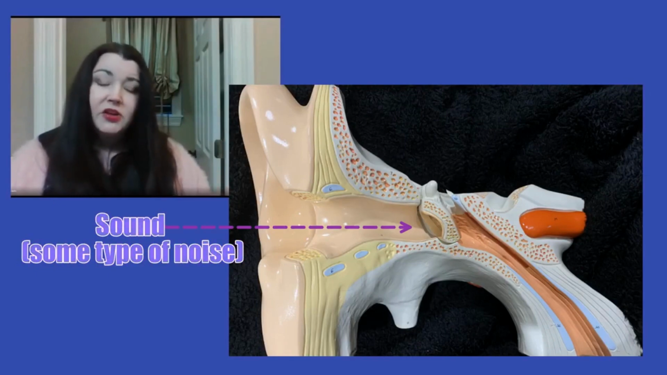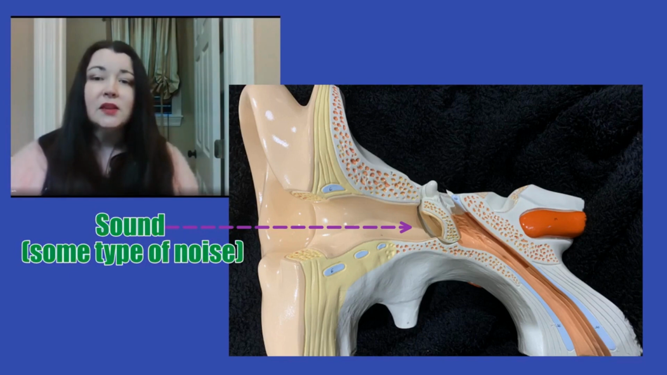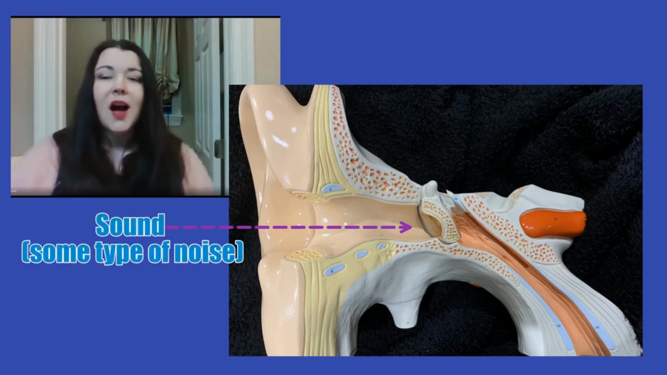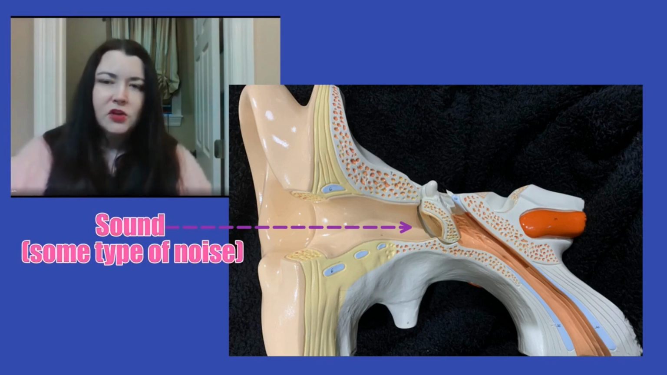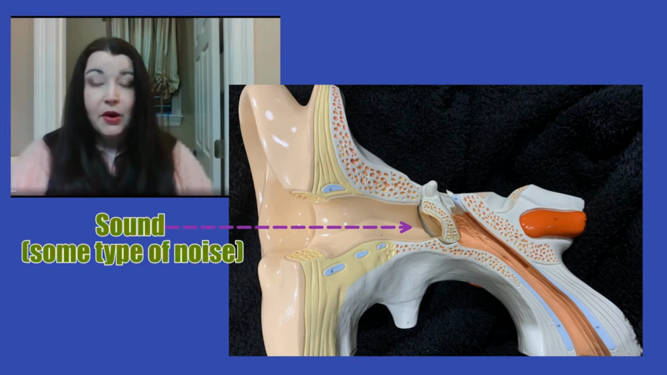Basically what happens is that your sound is going to go down the external auditory meatus. It's going to end up hitting the tympanic membrane. The tympanic membrane is also known as the tympanum, or commonly referred to as the eardrum. In lab, we're not going to call it an eardrum though, because it's a layman term. We're going to stick with tympanum or tympanic membrane.